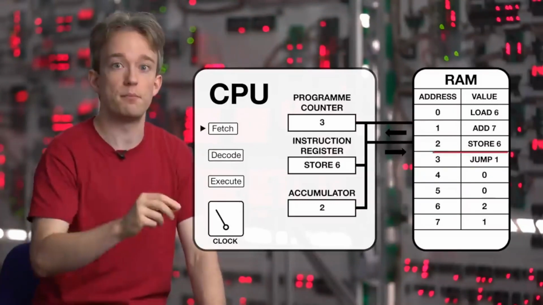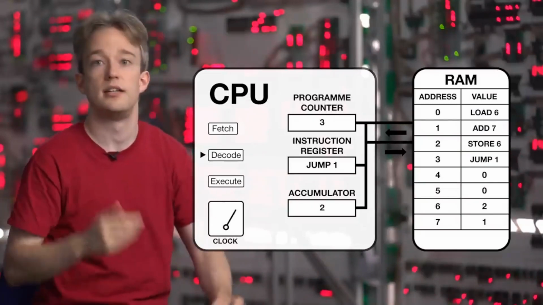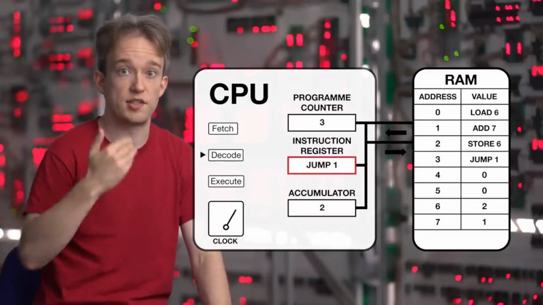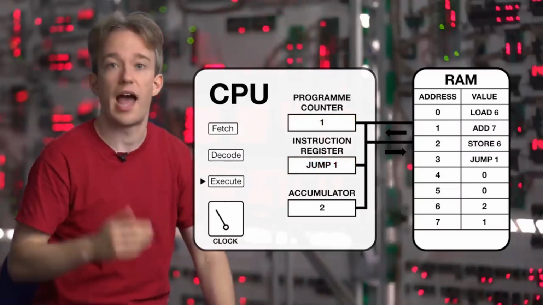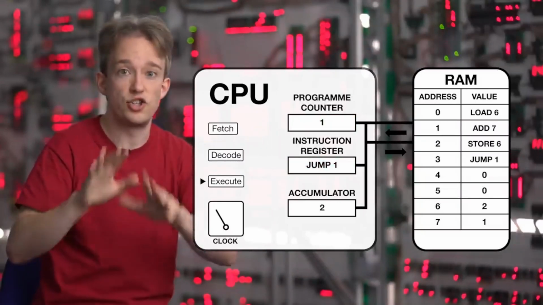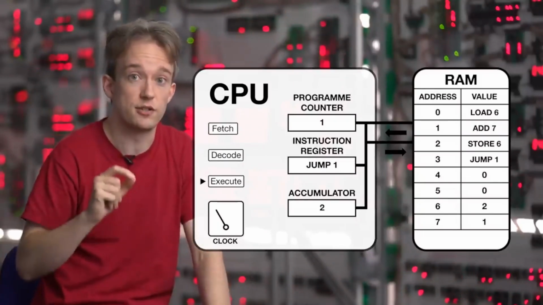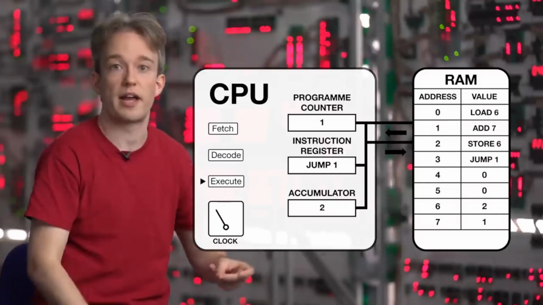Fetch. A new instruction. Jump. With a jump, the next address we fetch from is the one in this instruction. Decode. So we're going to jump to address number 1. Execute. The program counter is now back at 1. The ability to jump, to loop, and to build instructions recursively is one of the foundations of computer science. So, we're back up there.